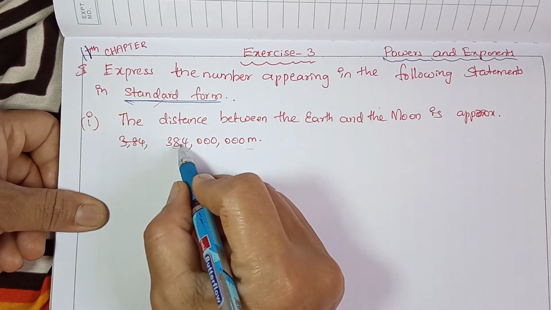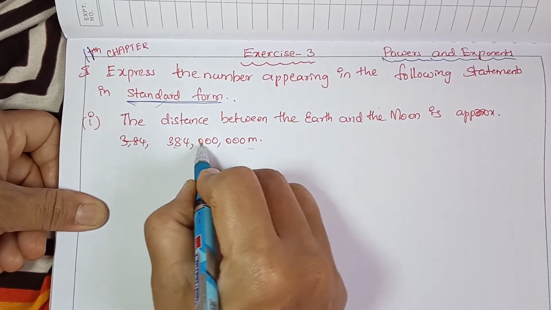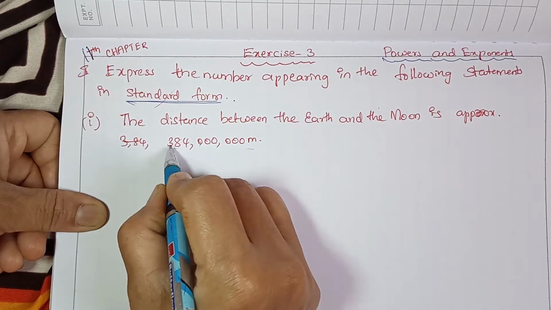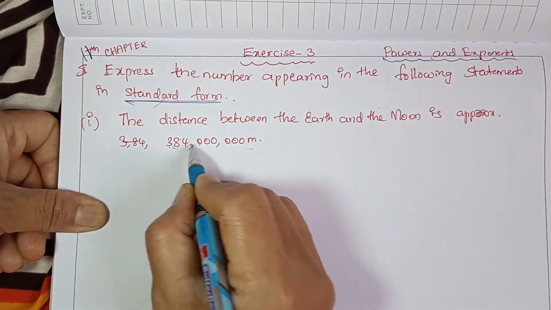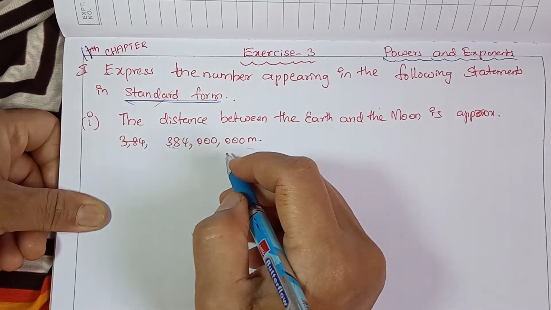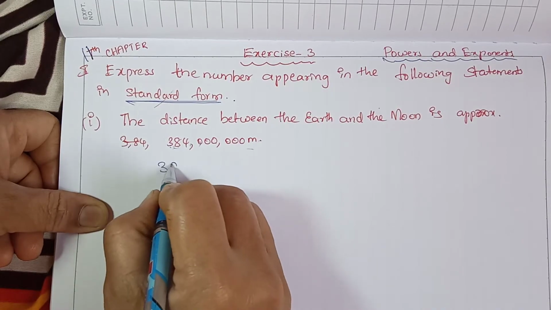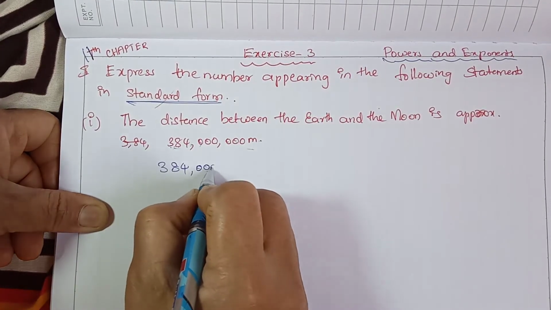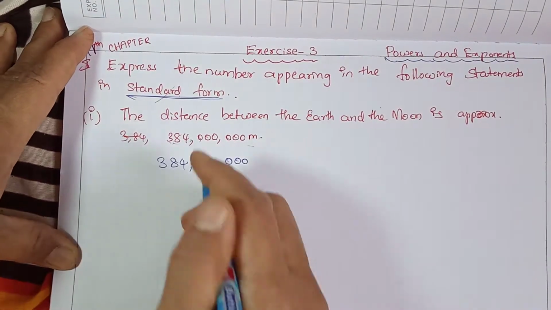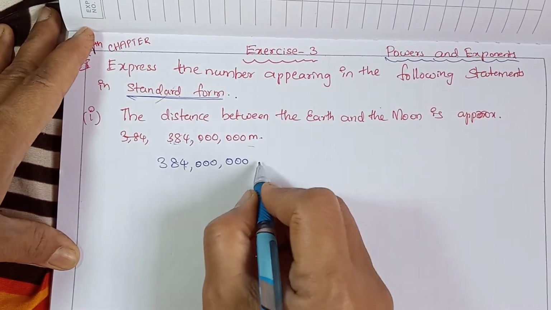Sorry, 384 million: ones, tens, hundreds, thousand, 10,000, 100,000, million, 10 million, 100 million. So 384 million meters. This we have to convert into standard form. First of all, rewrite the question: 384 million meters.